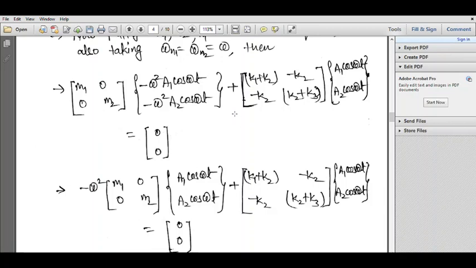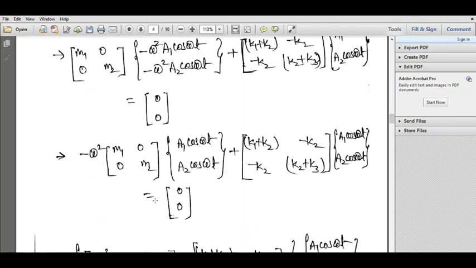Okay. Now here, from the first and the second element of this column matrix, I can take minus omega square as common. So I have taken minus omega square outside. So it will be m1 0 0 m2 and here it will be a1 cos omega t and a2 cos omega t, plus the stiffness matrix as it is. The column matrix of a1 cos omega t, a2 cos omega t is as it is, and that should be equal to 0 column matrix.